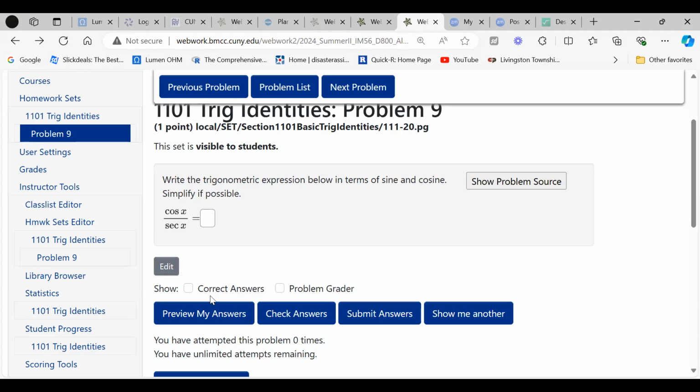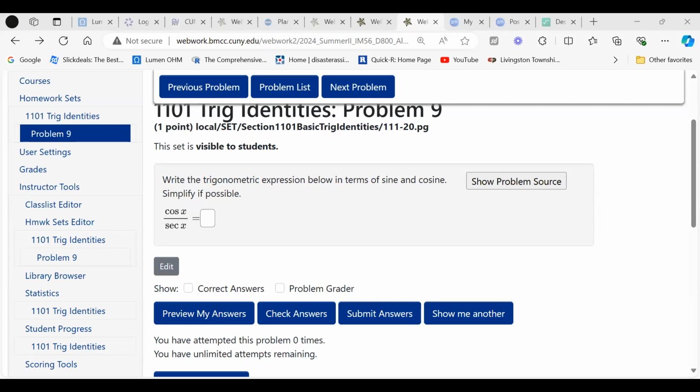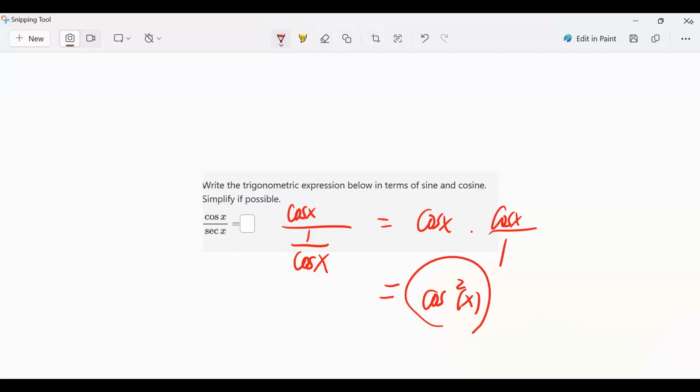Let's quickly go over the solution here. Secant becomes 1 over cosine x. Then just use the complex fraction, replace it with the reciprocals, and get a result. So you get cosine x over 1 over cosine x. That will be cosine x times cosine x over 1. That's cosine x squared. So the answer is cosine x squared.